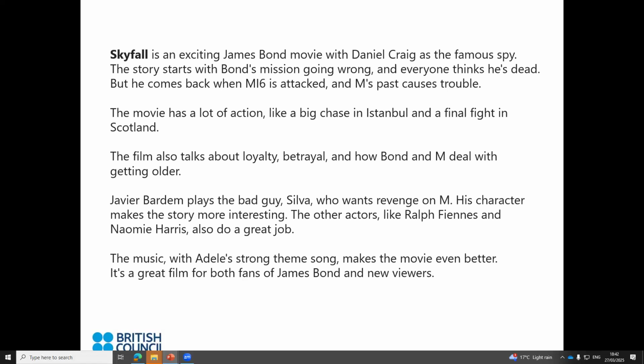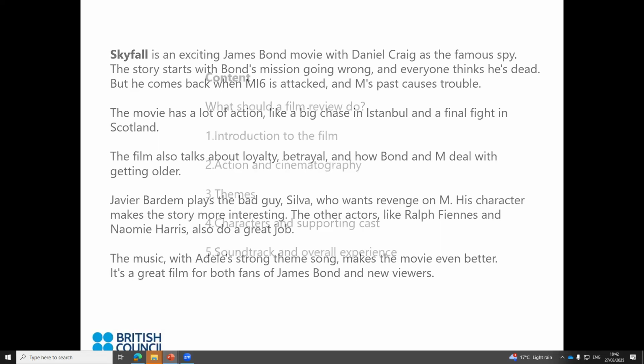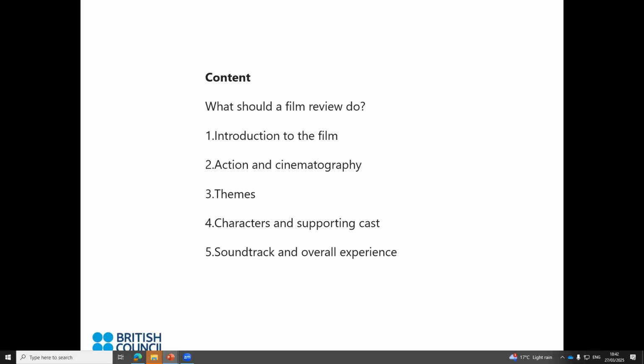all there. There's an introduction to the film. There's a brief description of the action. There's a reference to themes. One of the characters is brought to life. And then there is a description of the music and a recommendation. So, from the point of view of content, one, two, three, four, five parts. This is the first thing to teach. Okay? That a review needs five separate parts. And I'll just remind you of those: introduction, action, themes, characters, and soundtrack and overall experience.